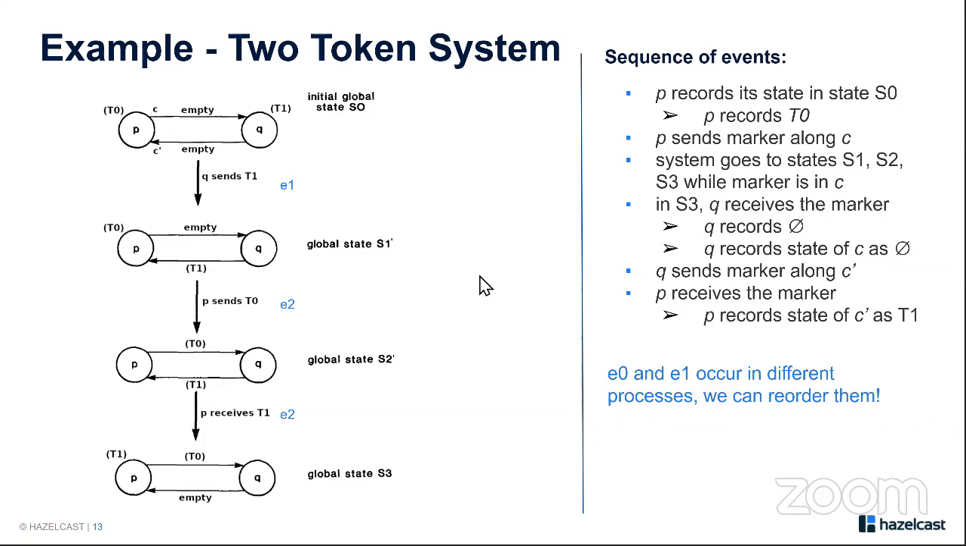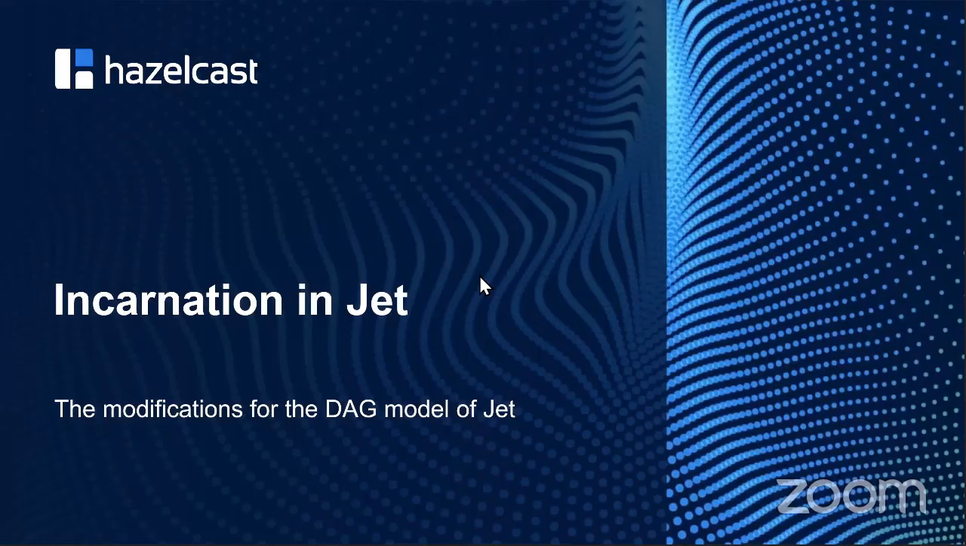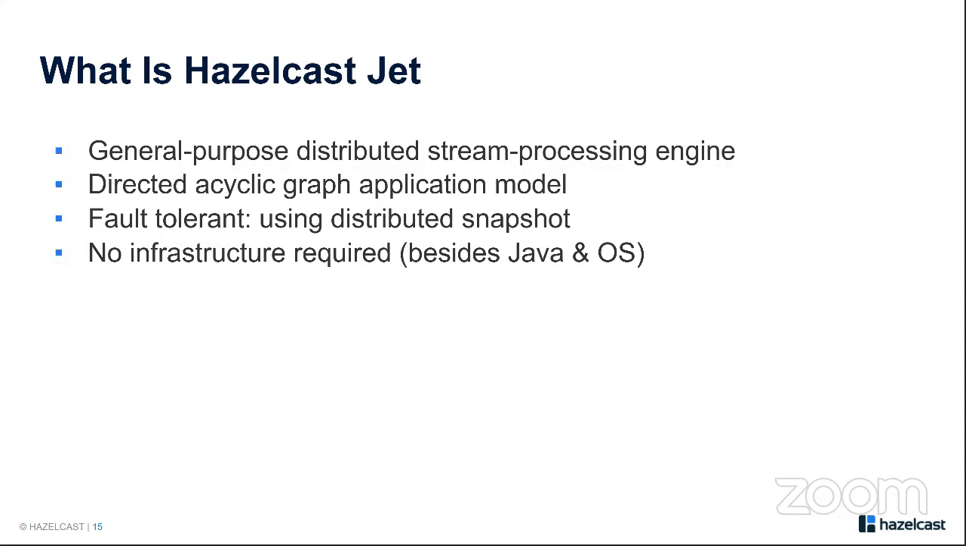Okay, this is all for the algorithm itself. And now I will present how we modified the algorithm to adapt it to our needs in JET. So I will very shortly present what Hazelcast JET is. Maybe some people know what it is, but some don't. It's a general purpose distributed stream processing engine.